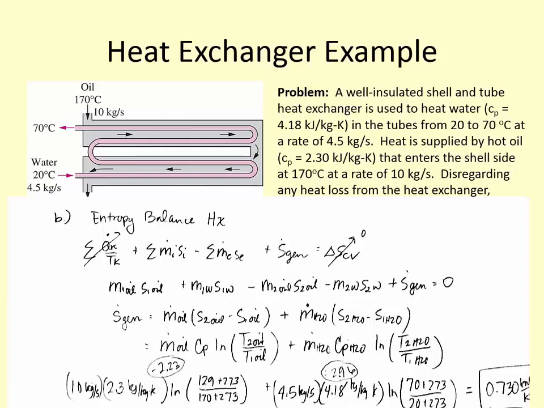So we're going to find actually that this one will be a negative 2.23. This one will be a positive 2.96. So if we calculate our total entropy generation for the entire heat exchanger, we get 0.730 kilowatts per Kelvin.